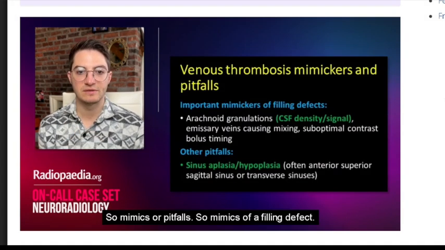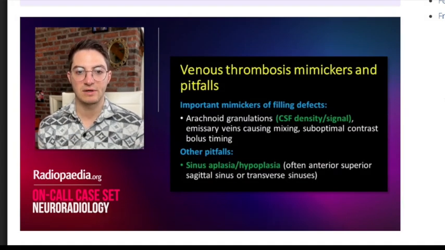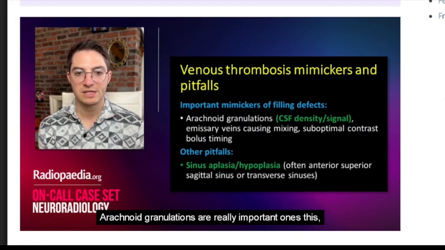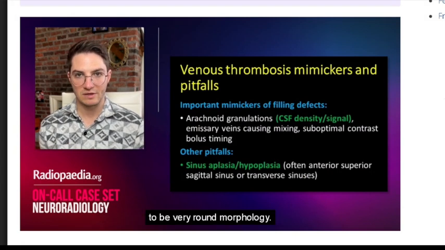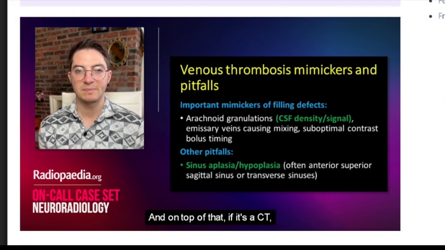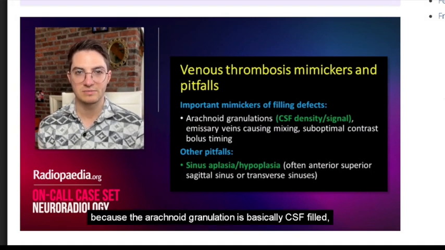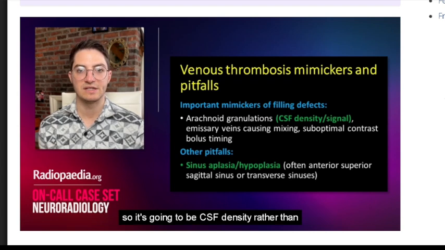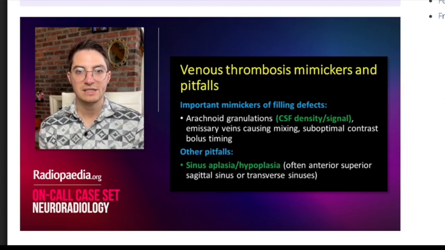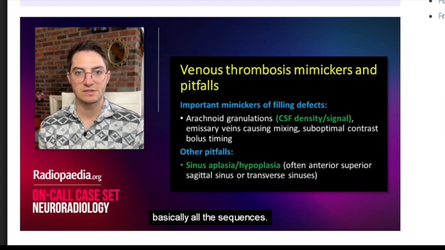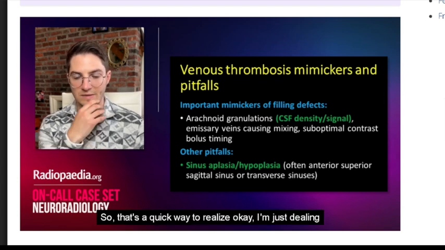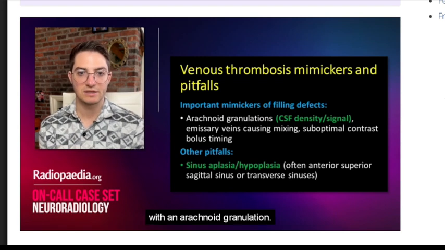So mimickers or pitfalls. Mimickers of a filling defect: arachnoid granulations are really important ones. I've seen these overcalled as sinus thrombosis many times, but the helpful hints for these is they tend to be very round in morphology. On top of that, if it's a CT, quickly look at your non-contrast CT, because the arachnoid granulation is basically CSF filled, so it's going to be CSF density rather than more dense like a clot. And if it's an MRI, it's going to follow CSF intensity on basically all the sequences. So that's a quick way to realize, okay, I'm just dealing with an arachnoid granulation.